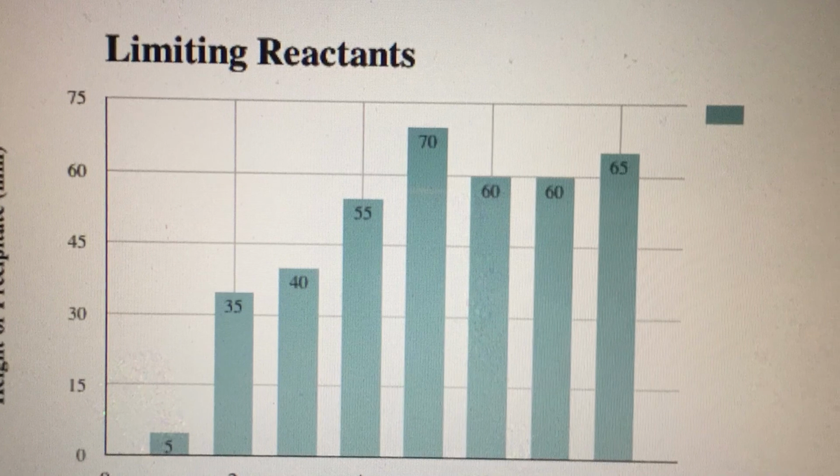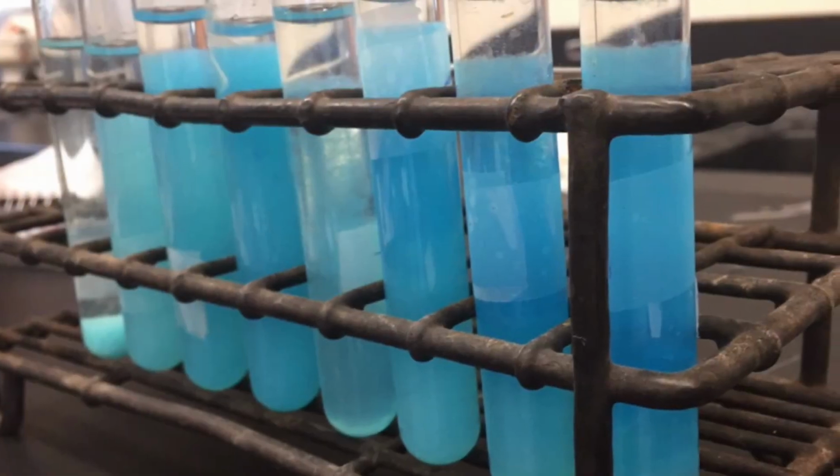Another error could have been that we did not let the test tube sit for 15 minutes. Instead, we left it for 10. This is an error due to the fact that we did not let the solution fully react, therefore giving us wrong measurements of the precipitate.